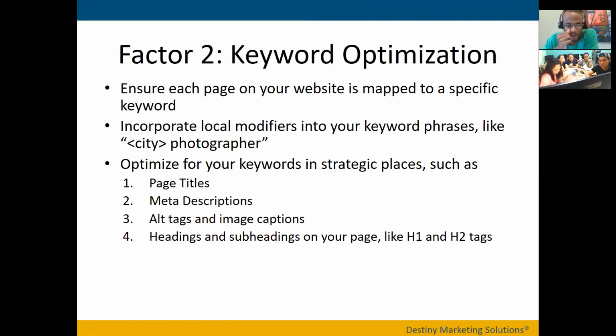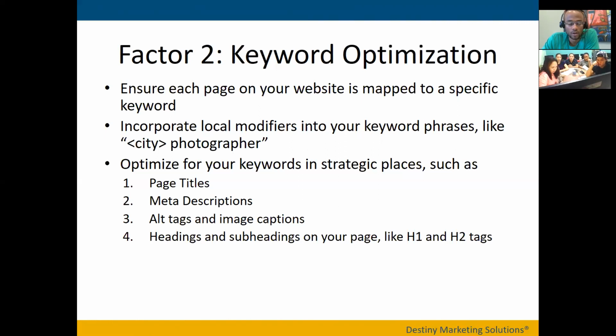The third bullet point here, you want to optimize for your keywords in strategic places. So you all already noticed, but you want to optimize for your page title, your meta description, your alt tags and your image captions, your headings and subheadings, your H1 and H2 tags. So you want to make sure that you're including your keyword and variations of your keywords in those places on your website's pages.